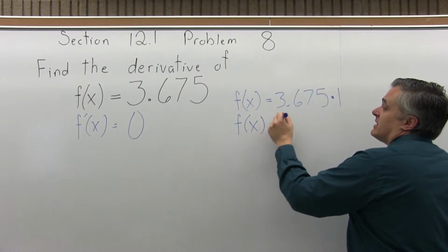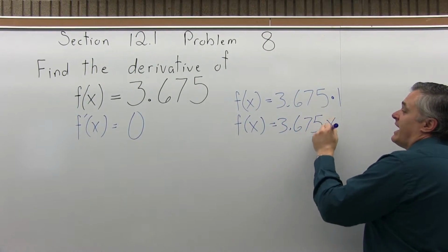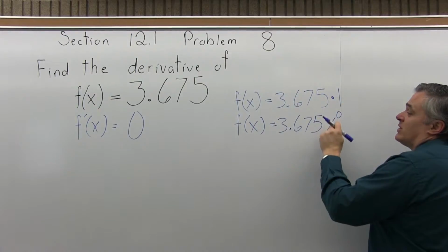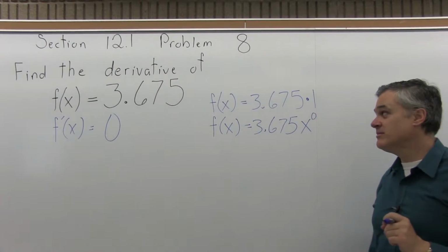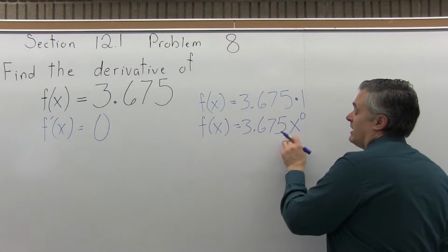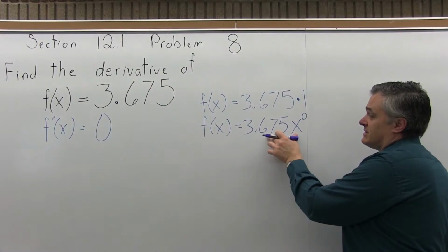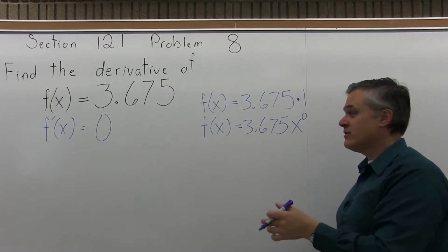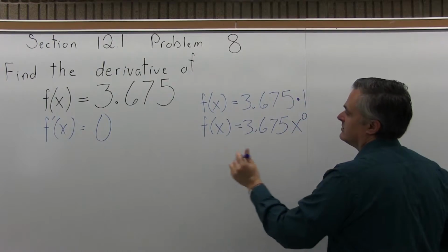And f of x can then be written 3.675 x to the 0. I've replaced 1 with x to the 0. I can do that because they're equal. X to the 0 is 1. So now what I have is I have the function written in a form that matches the standard setup for the rule for a derivative. There's a number in front, there's a variable, and there's an exponent.